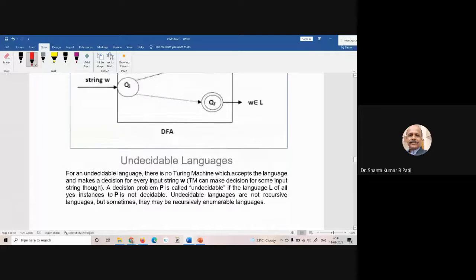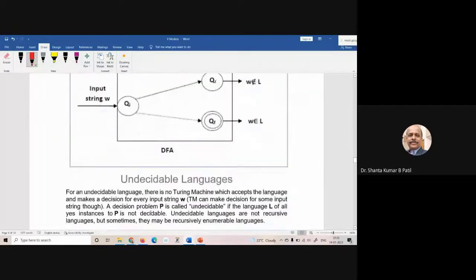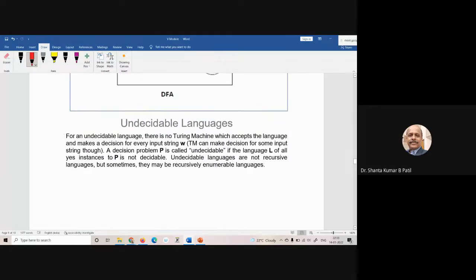Undecidable language is exactly the opposite of decidable language. Whatever the language is, we do not have a Turing machine for it. This part you can call a decidable language, meaning whatever languages we defined have their own Turing machines. Some languages are there for which we don't have a Turing machine. Such a language we call an undecidable language. By definition, for any undecidable language there is no Turing machine which accepts the language and makes a decision for every input string W. These are the languages for which we do not have a Turing machine.